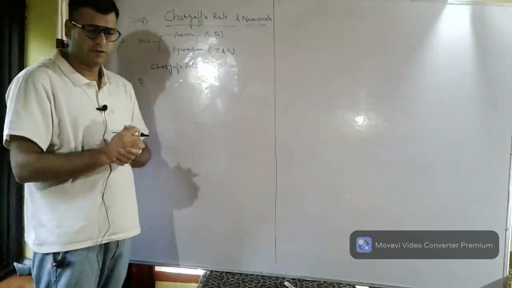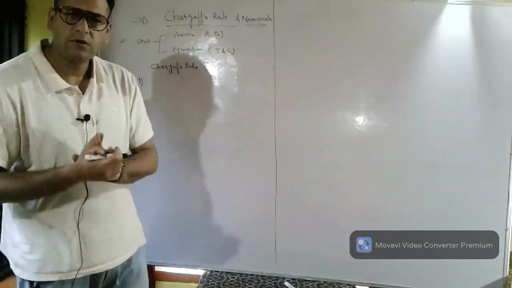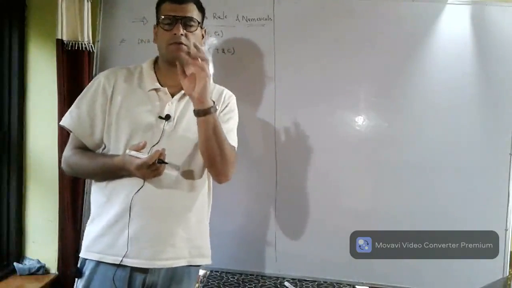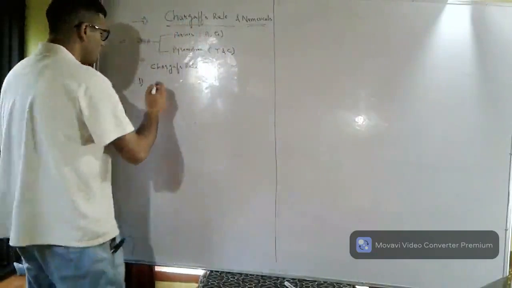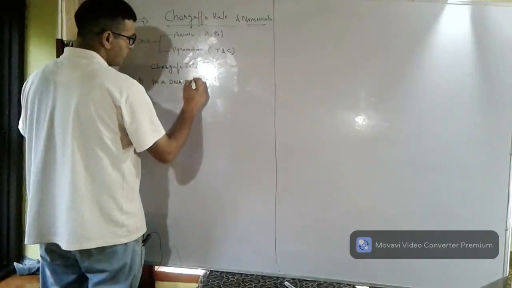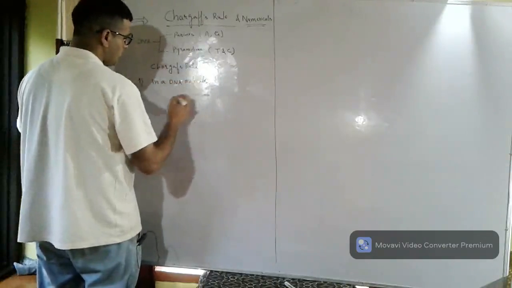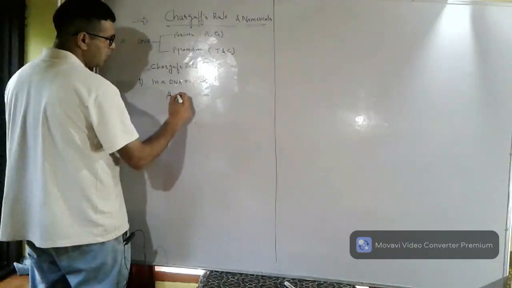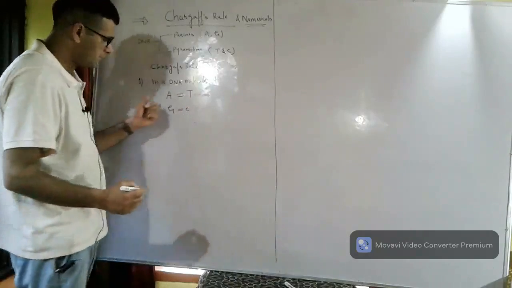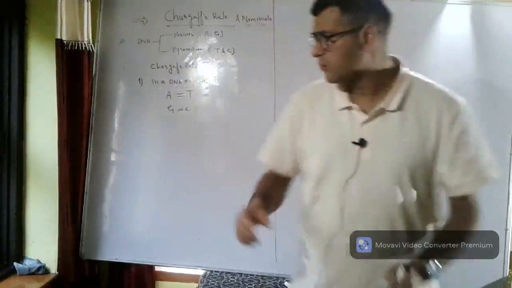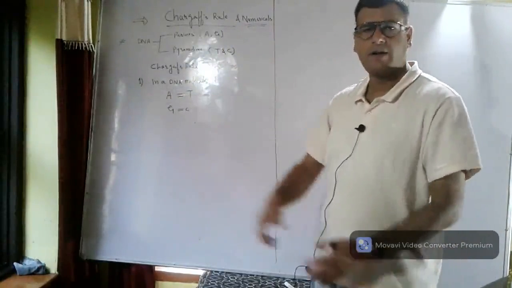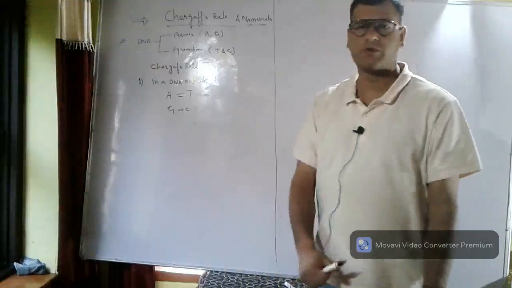Erwin Chargaff said that in a DNA molecule the amount of adenine is equal to the amount of thymine, and the amount of guanine is equal to the amount of cytosine. That means the proportion of adenine is always equal to the proportion of thymine, and the proportion of guanine is equal to the proportion of cytosine.